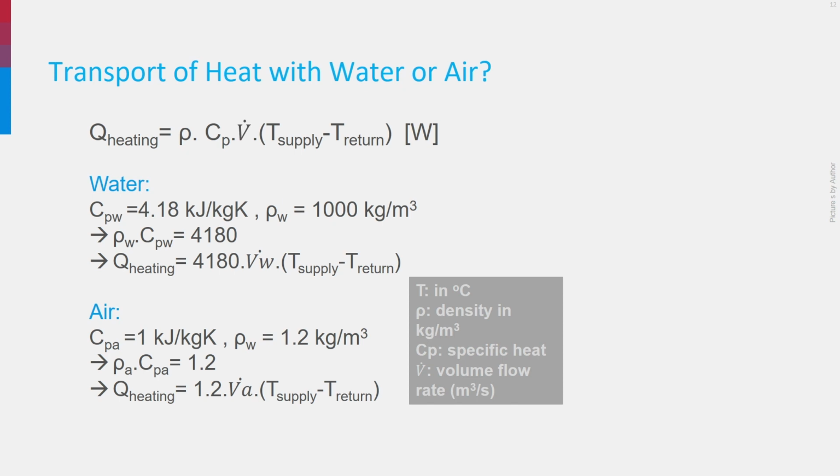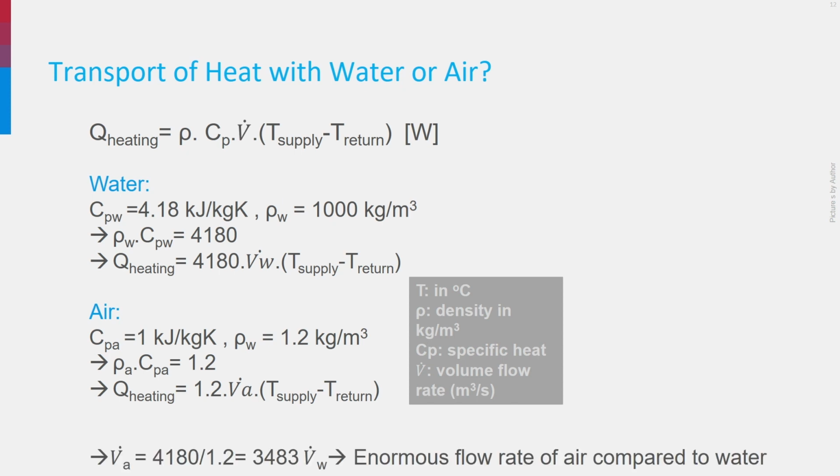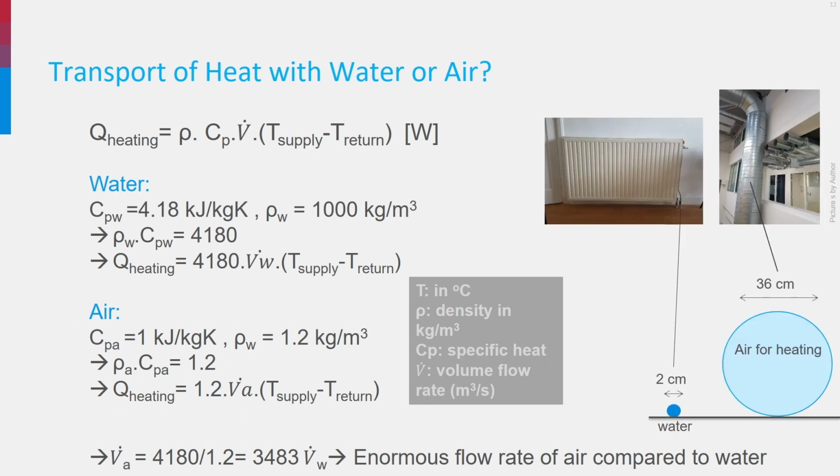You see below that the volume flow rate of air must be 3483 times the one of water. What a difference! You see it pictured as size of the pipes. In general, the needed flow of air to transport heat is much bigger than the 36 cubic meter per hour per person that we need for fresh air.